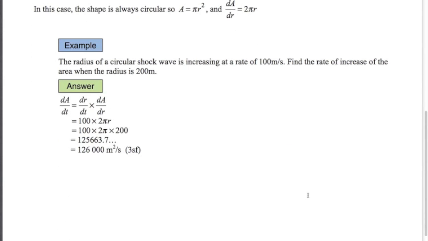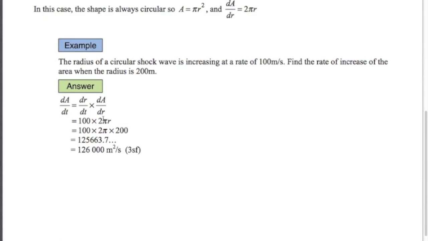Let's look at this specific example with some numbers. We've got a radius, it's increasing at a rate of 100 meters per second. So the radius is growing at 100 meters per second. Really fast shock wave. Find the rate of increase of the area at the exact instant the radius is 200 meters. So if we put all the values in, dr dt, the rate the radius is increasing, is 100. dA dr, we've worked out up here, dA dr is 2 pi r.